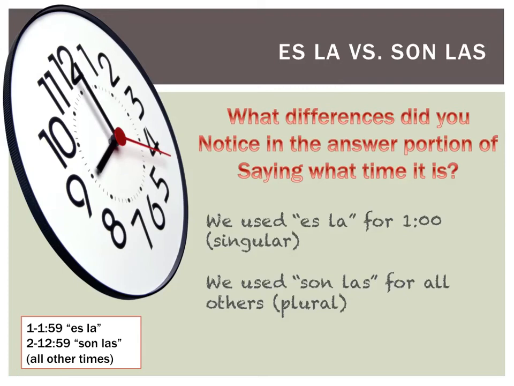Okay, so look down here at the bottom. Here are my simple notes. 1 to 1:59 is es la. And then 2 to 12:59 is son las. Okay, so 1 to 1:59 is going to be es la because it's singular, 1 hour and a few minutes. And then 2, 3, 4, 5, 6, 7, 8, 9, 10, 11, 12, and so on are going to be plural, son las, because there's more than 1 hour.